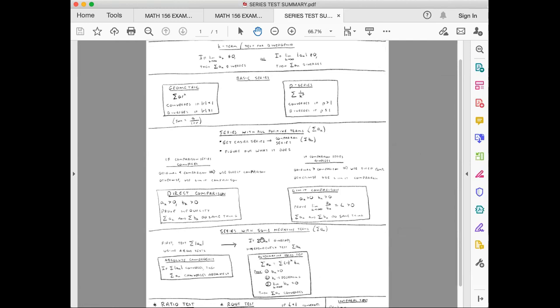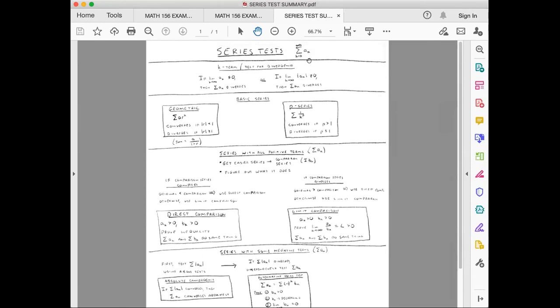So this is the one on the far left. This is the one in the middle. This is the one on the far right, unless it's the K-term test, which kind of goes over top of all of this. So if the limit of the sequence is not 0, then the series diverges. Or if the limit of the absolute value is not 0, which is the way we're using it today, then it diverges.